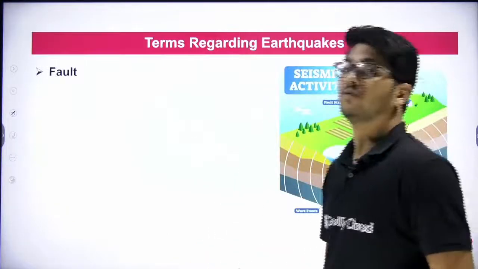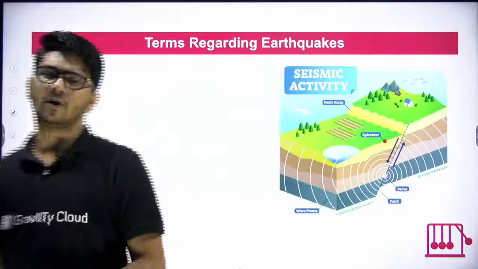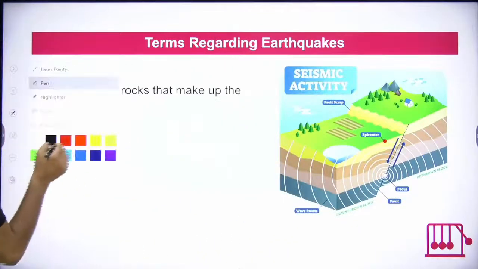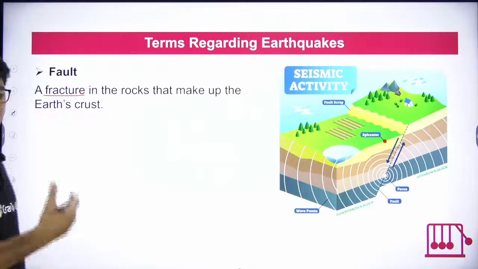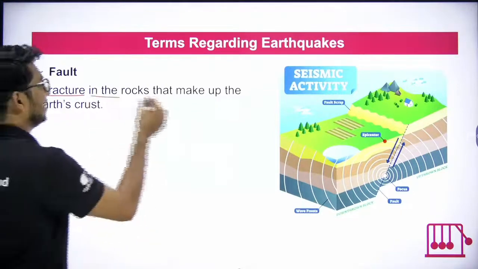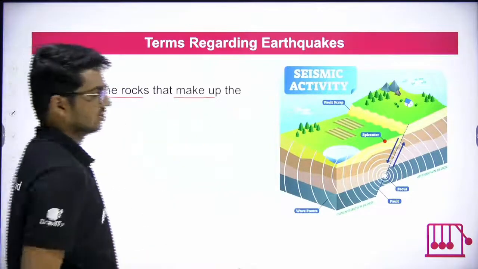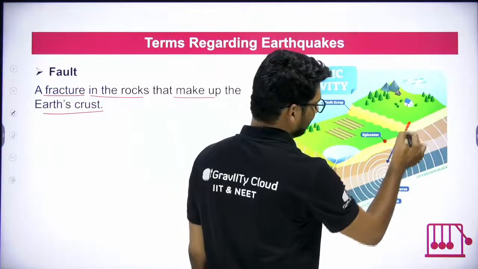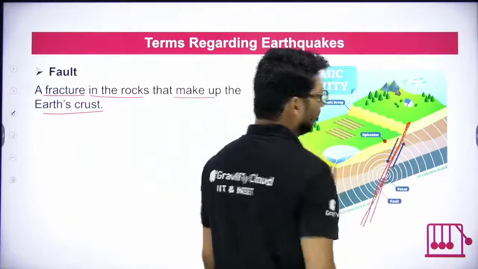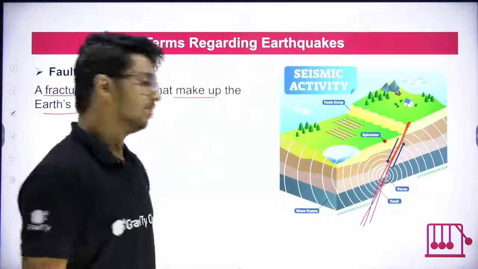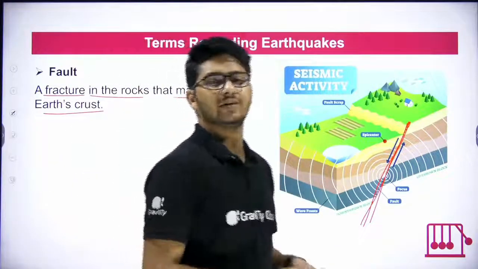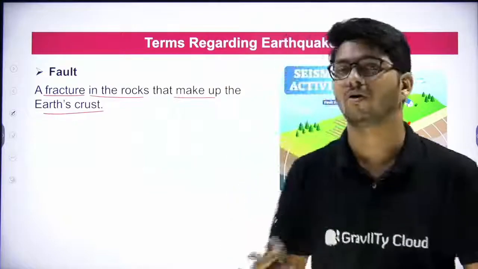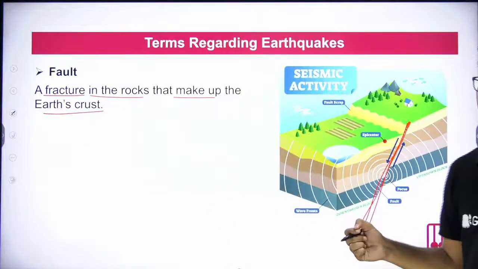Next, fault. Now what is a fault? A fault is a fracture, or the line along which an earthquake occurs. It is a fracture in the rocks that make up the earth's crust. So this line is nothing but the fault line. The boundary between the two crusts where the earthquake occurs is the fault line, or fault.